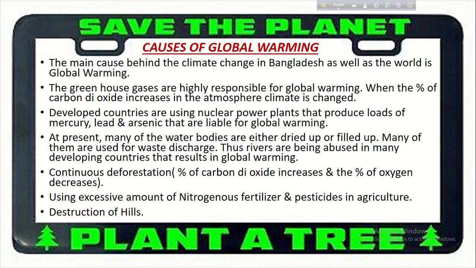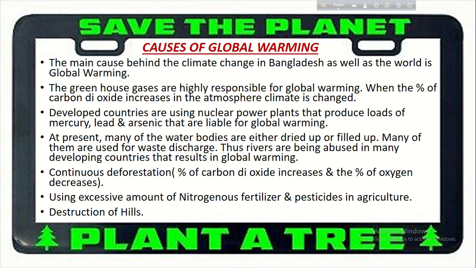Developed countries are using nuclear power plants that produce loads of mercury, lead and arsenic that are liable for global warming. So, they are destroying the ecology by their increasingly high use of fossil fuel. Many of these countries are using nuclear plants that use waste. This waste also increases greenhouse gas, but its role in global warming is very little. So, not only that, the industrial waste and black fumes produce loads of mercury, lead and arsenic that are also liable for global warming.